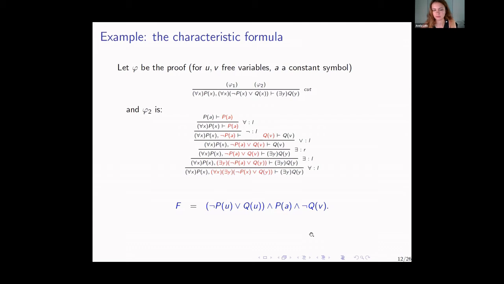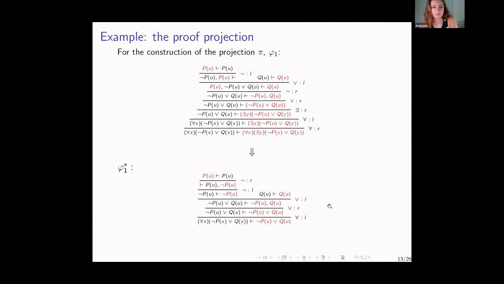And well, it's just a matter of taste. I work here with the formula, and this is an unsatisfiable formula. I mean, it's easy to see from this formula that it's unsatisfiable, but this is the general case for any characteristic formula. Now, the proof projection is obtained by considering the rest of the proof, right?